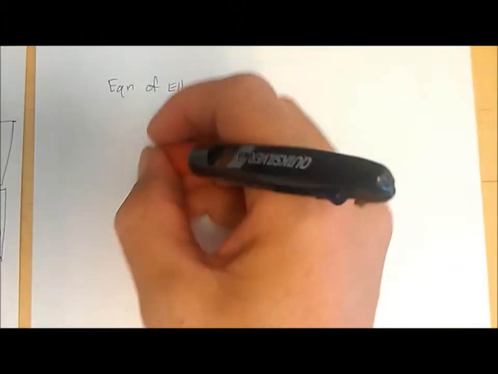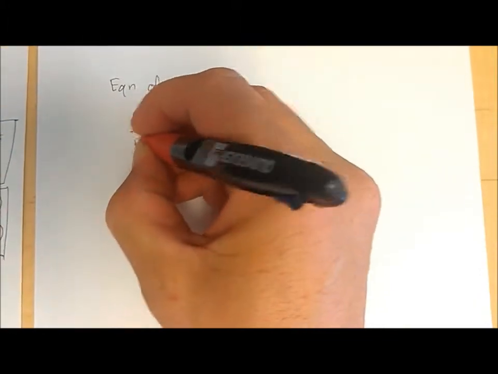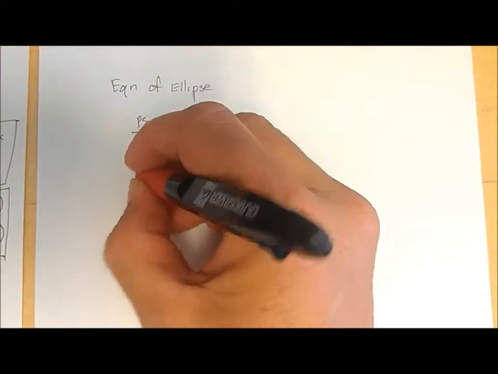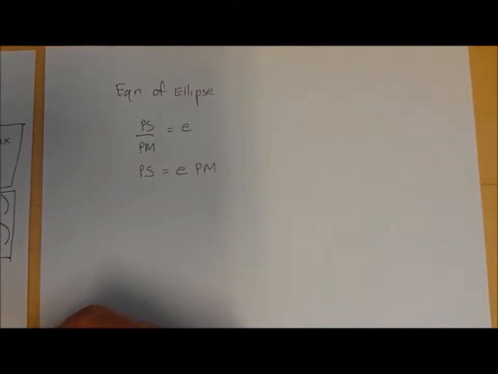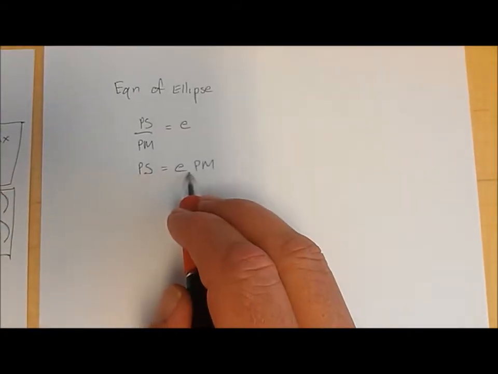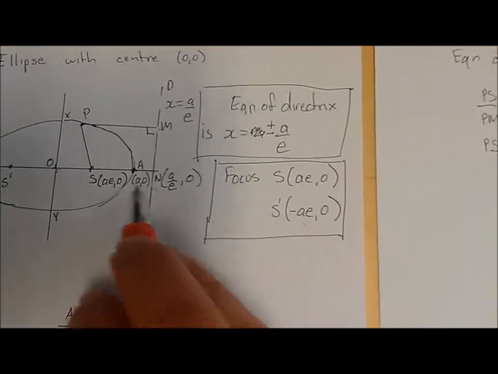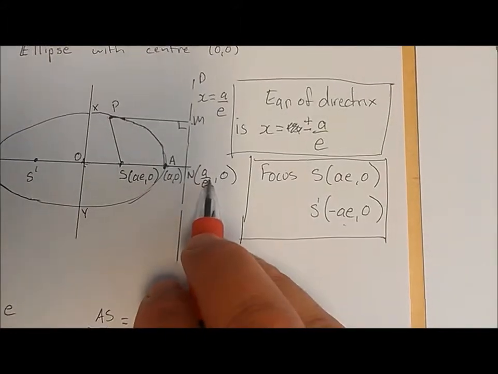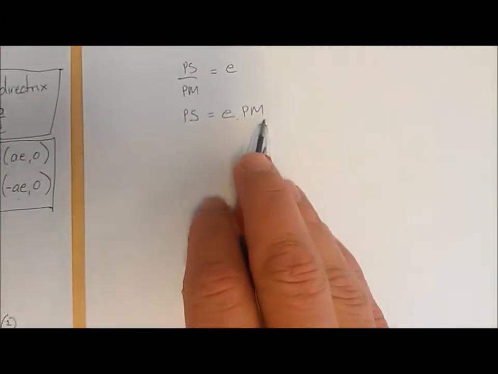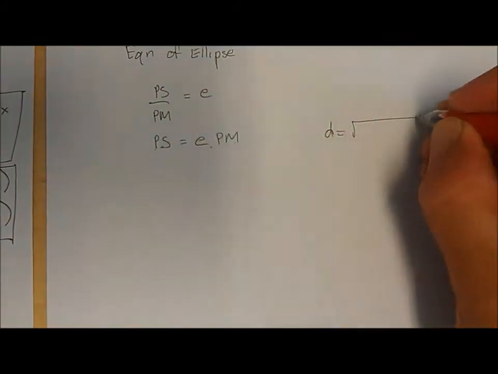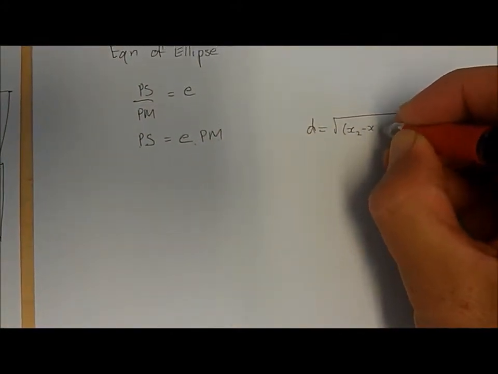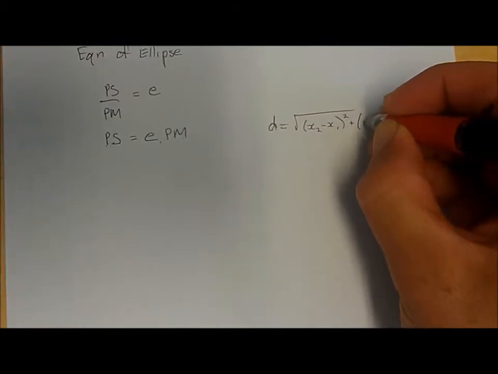So we know that PS over PM is this constant e. So in other words, PS is equal to e times PM. What I'm going to do is use this as a locus definition, using my new information about what the focus is and what the directrix is, and substituting into here. Now when I'm doing locus questions that involve the distance formula, I want to get rid of that square root as quickly as I can.